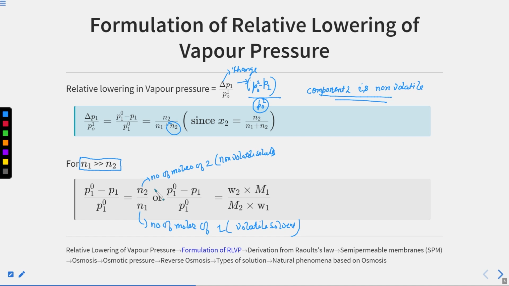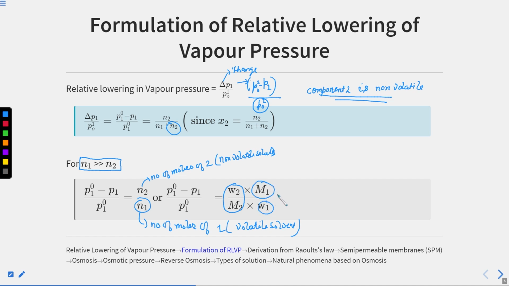So you should remember each of these terms minutely, because you may get confused in the exam about what N2 and N1 are. Now we know that the formula of number of moles is given mass by molecular mass, which will be W2 by M2, where M2 is the molar mass of 2 and W2 is the given weight of 2. Again, we can write N1 as W1 by M1.